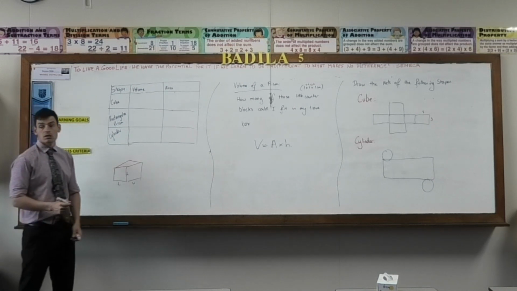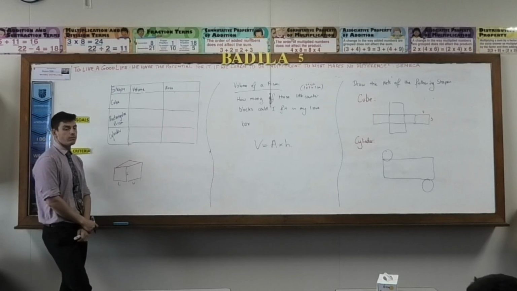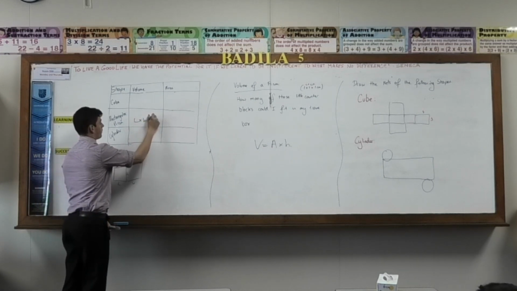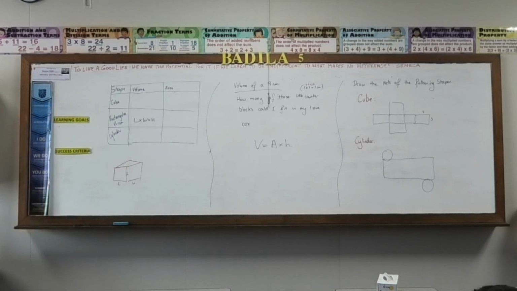Thanks, Akaja. Brock, what's the volume equation? What do you reckon? Volume equals length times width times height. Very good. Length times width times height. I'm going to leave you to find the area for yourself.